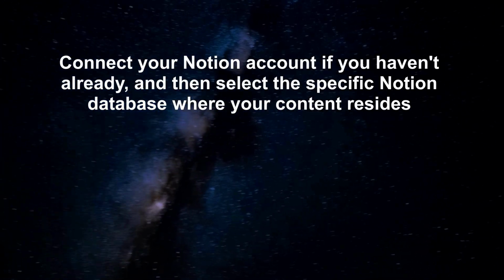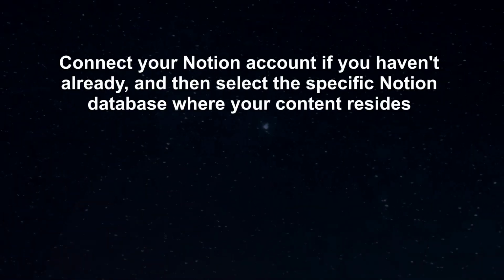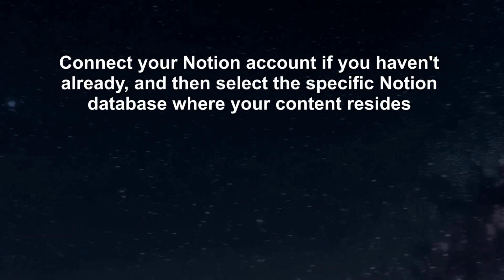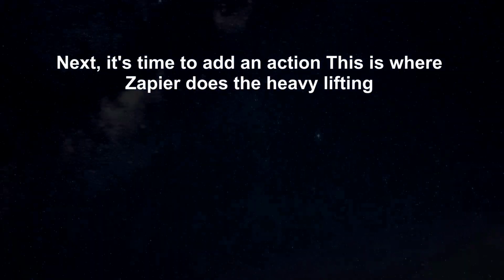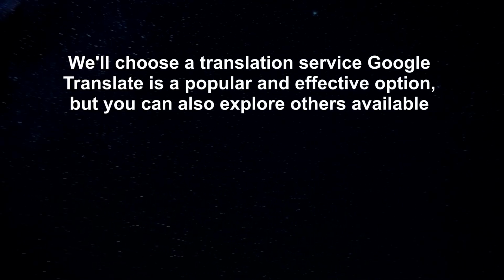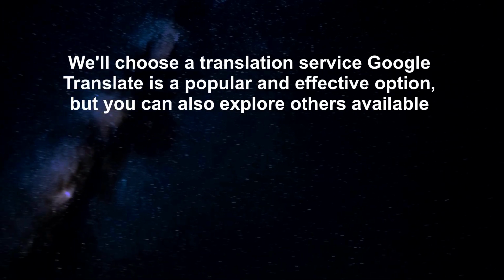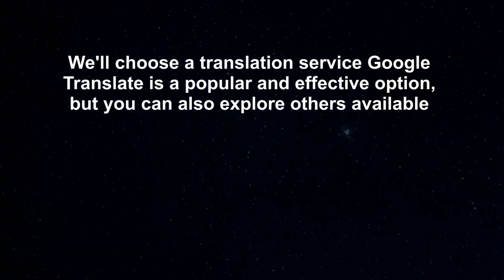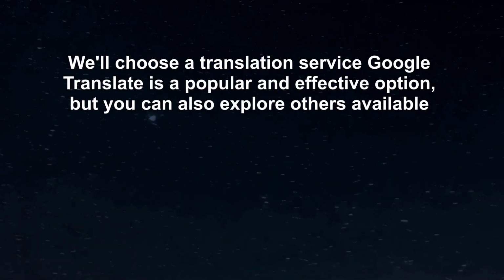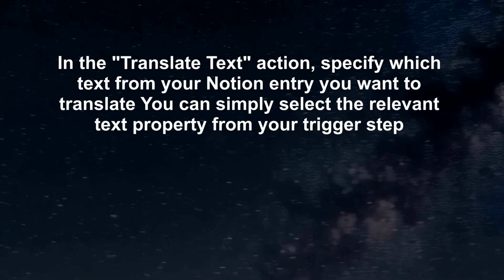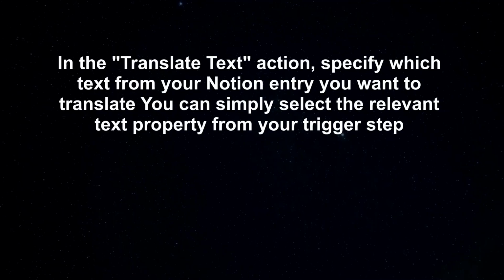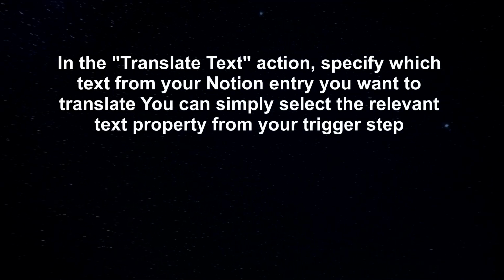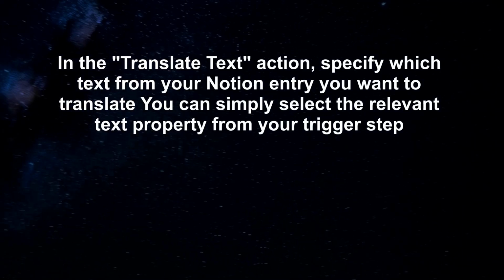Connect your Notion account if you haven't already, and then select the specific Notion database where your content resides. Next, it's time to add an action. This is where Zapier does the heavy lifting. We'll choose a translation service. Google Translate is a popular and effective option, but you can also explore others available. In the Translate Text action, specify which text from your Notion entry you want to translate. You can simply select the relevant text property from your trigger step.